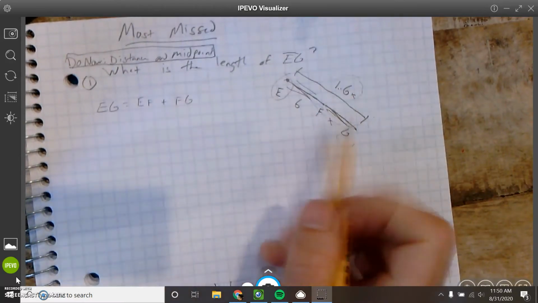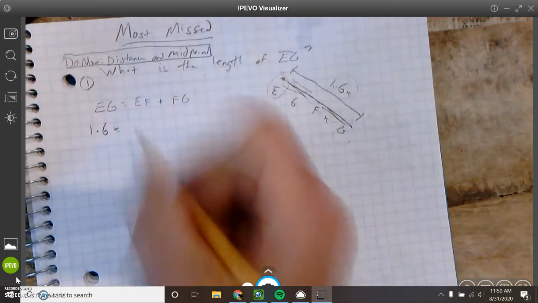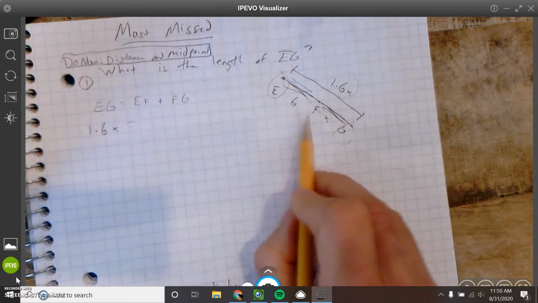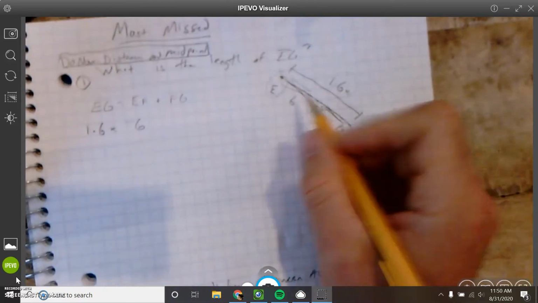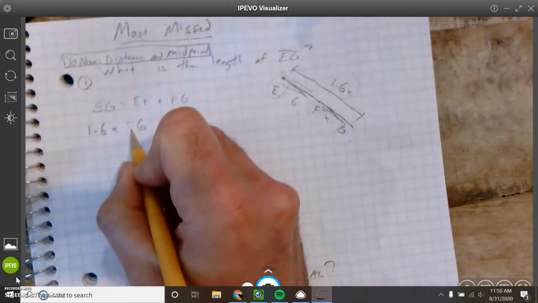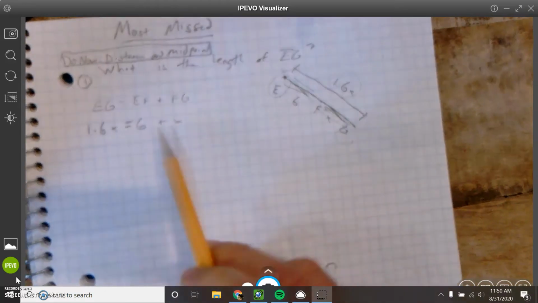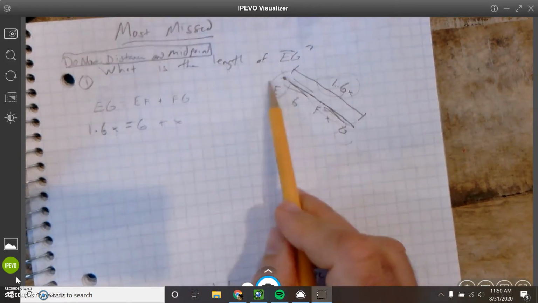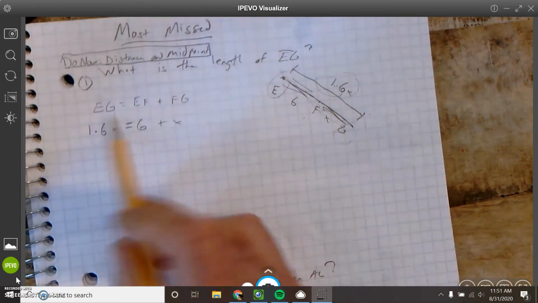All right, so now I just plug in what it gives me. EG, it gives me 1.6x. And EF is going to be 6, and then FG is going to be x. Okay, so now if I can get x, I'm just going to plug it back in here and get the answer, which is E to G. All right, so solving for x right here.